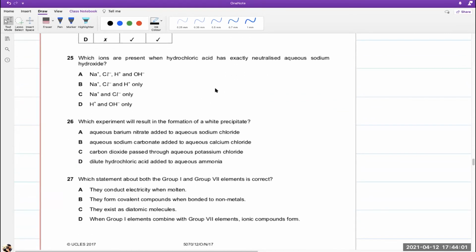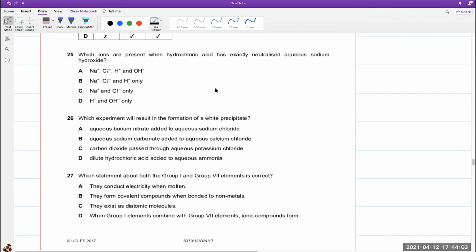All right. Which ions are present when hydrochloric acid has exactly neutralized aqueous sodium hydroxide? बहुत ज़्यादा क्वेश्चन है एसिड बेसिस के इस चैप्टर में, इस पेपर में. Which ions are present when HCl has exactly neutralized aqueous sodium hydroxide? न्यूट्रलाइज हो गया तो सोडियम आयन है, क्लोराइड आयन है और वाटर है. ठीक है, एग्जैक्टली न्यूट्रलाइज हो गया ना, तो उसका मतलब है कि वाटर मॉलिक्यूल्स बन गए हैं. अब वाटर कैसे प्रोड्यूस होता है? वाटर में H पॉजिटिव होता है, वाटर में हाइड्रोक्साइड नेगेटिव होता है. So that's it. That's what you have.